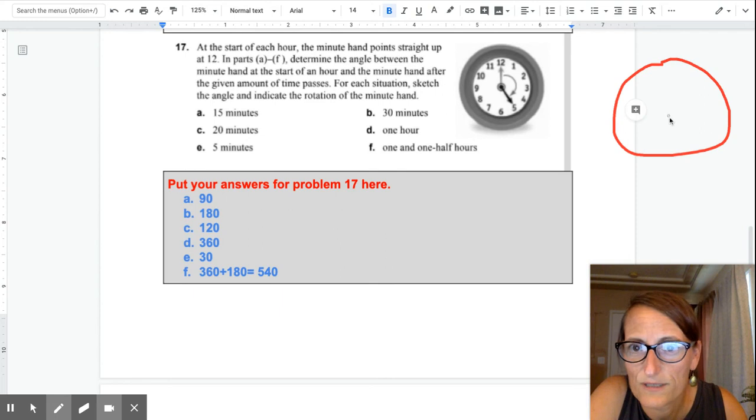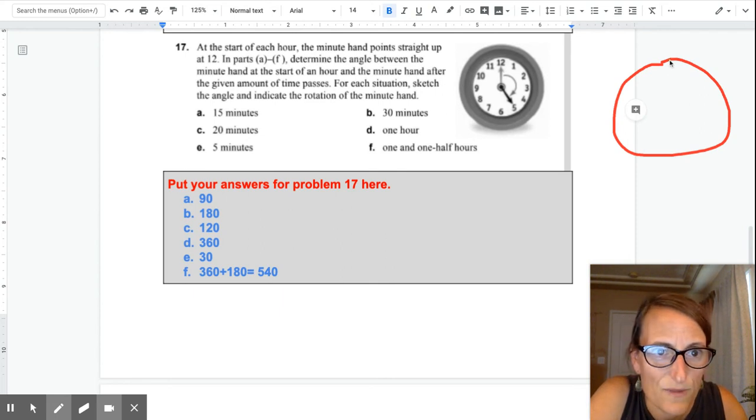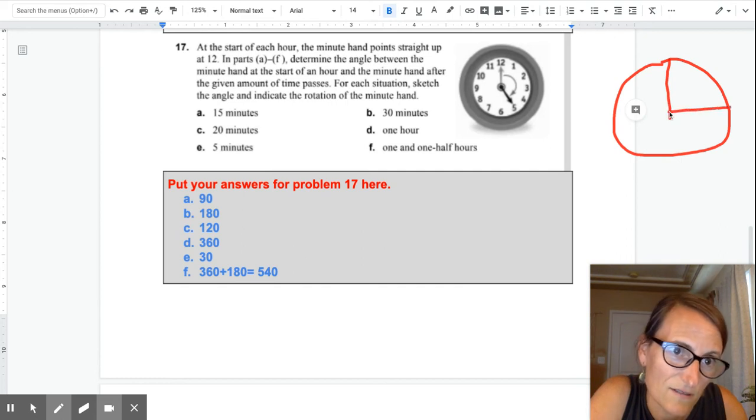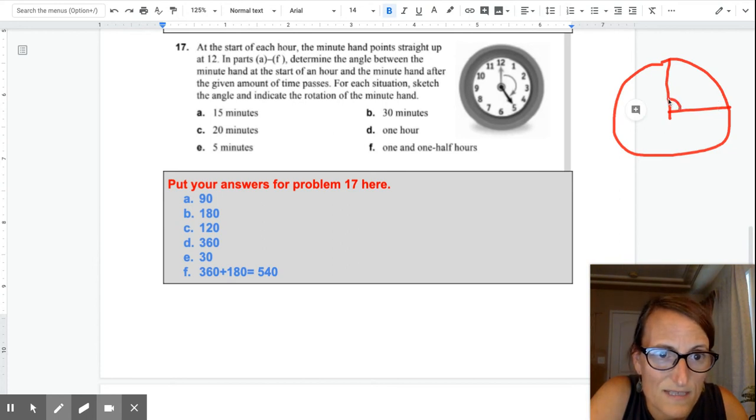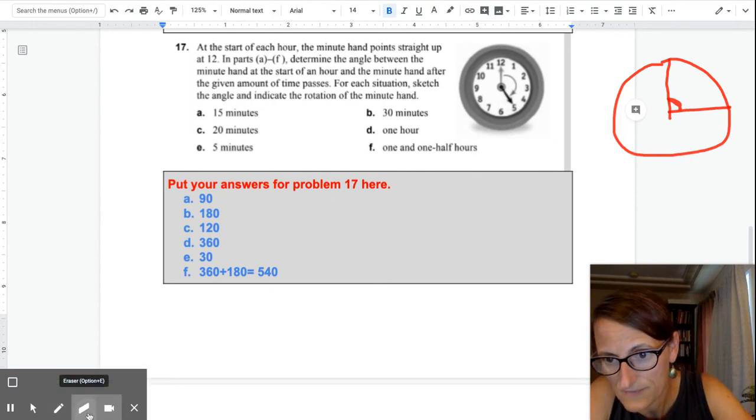Okay, let's say we have our circle. And we want to know after 15 minutes. So remember the minute hand starts up at noon. It's straight up at 12. And after 15 minutes, hopefully you know how to tell time on an actual clock, it's pointing at the 3. So they want to know, what is this angle right here when it's gone from the 12 to the 3? And if you put your little corner of something in there, you can see that's exactly 90 degrees.